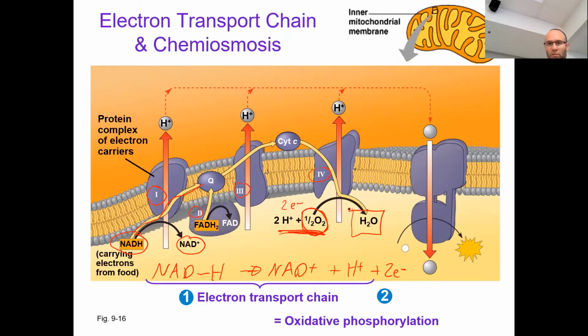And without this electron transport chain, as animals, we die. We can't make enough ATP. So why are we doing this? Why are we moving all these electrons over to oxygen to make water?